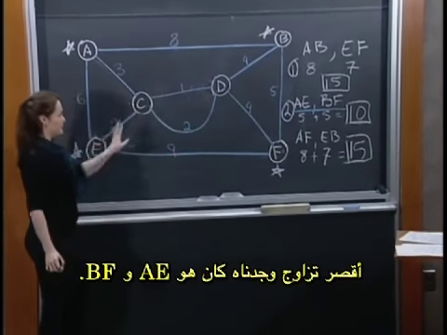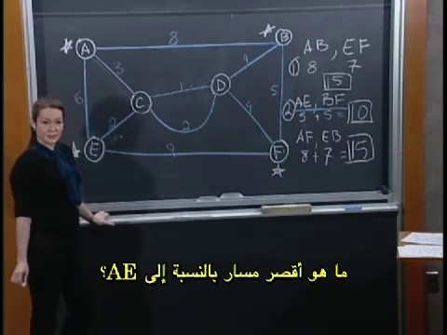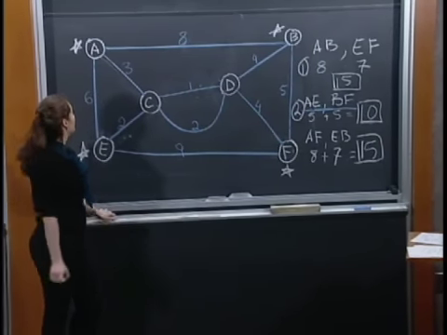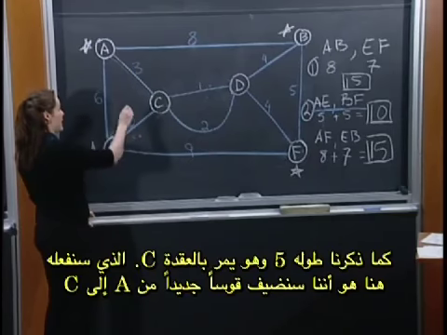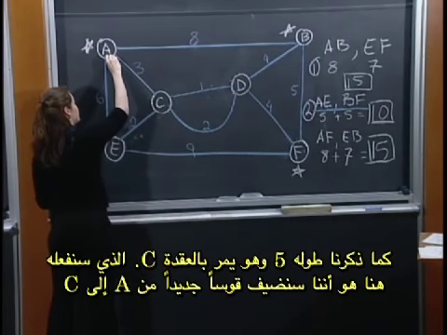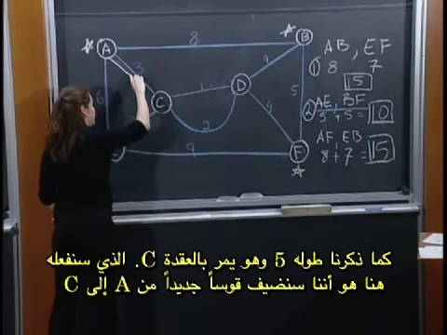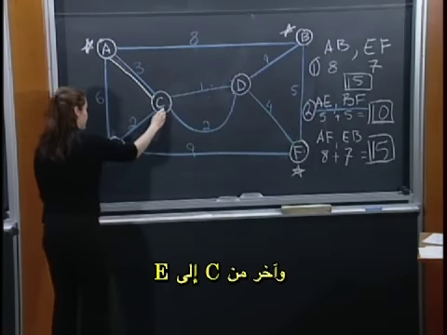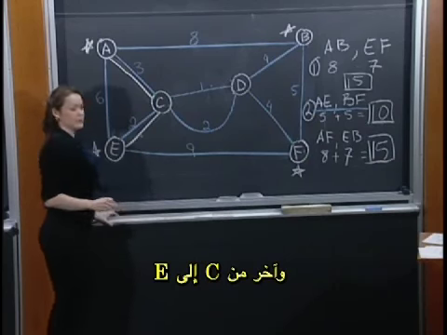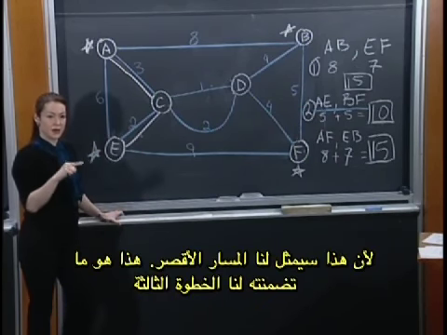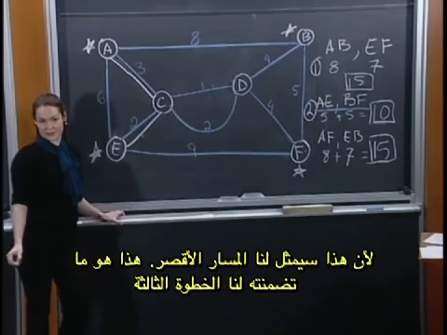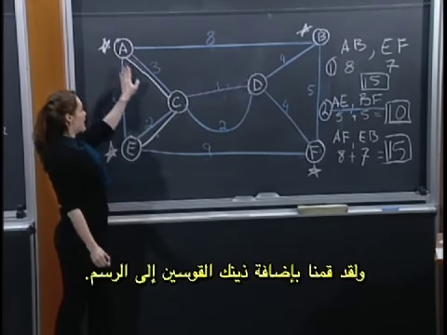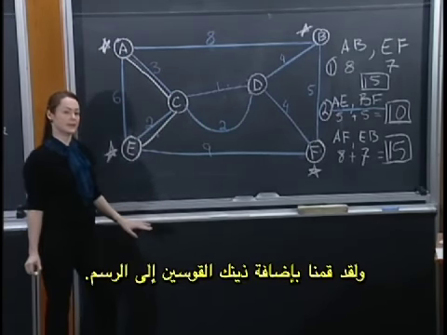So AE, BF. What's the shortest path for AE? As we said, it has a length of 5 and it goes through C. So what we're going to do is add an extra arc from A to C and another extra arc from C to E, because that will represent that that was the shortest path, and that's what step 3 tells us to do. So we've added the arcs there.